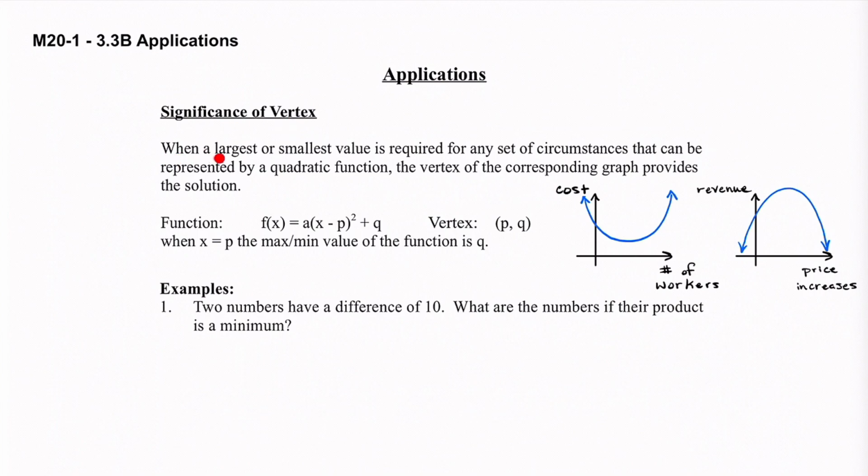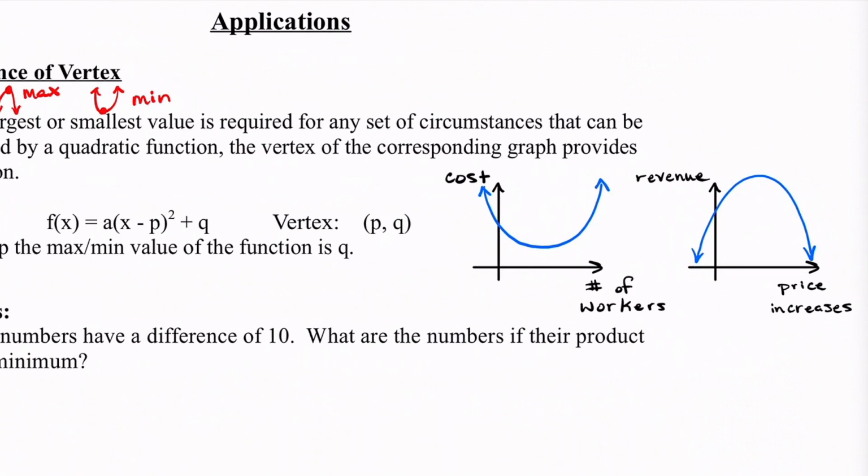It says when a largest or smallest value is required, so like a max point or a min point, in any set of circumstances that can be represented by a quadratic function, the vertex of the corresponding graph provides the solution. So basically wherever that vertex is, that max point or that min point, that is going to be our solution. And I've got two examples here over on the side. I'm just going to explain those.